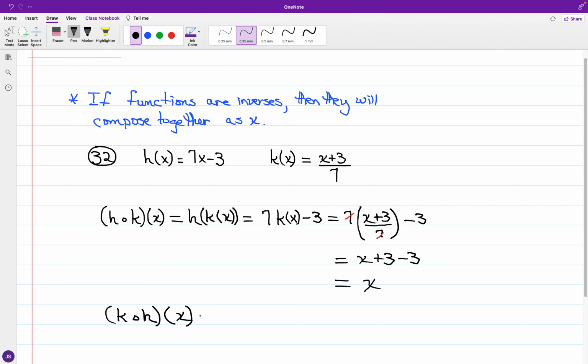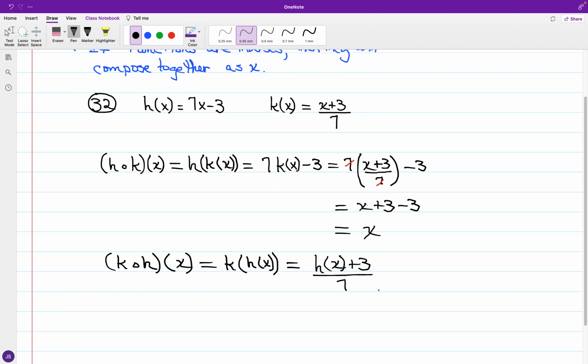To see if the reverse order also works, we have k composed with h of x, so we have k of h of x. We have k of x equal to x plus 3 over 7, and with the input at h of x, we get h of x plus 3 all over 7. Filling in for h of x, we have 7x minus 3, followed by the addition of 3, all over 7.